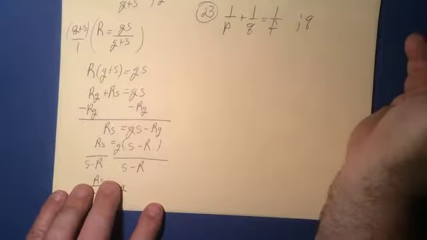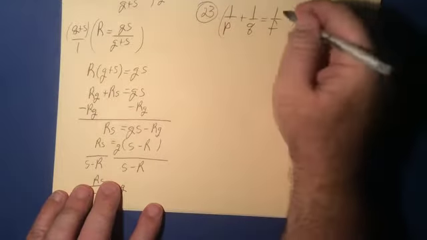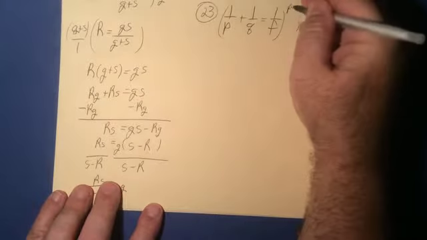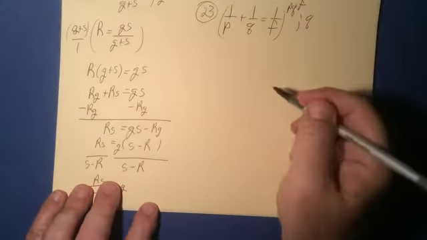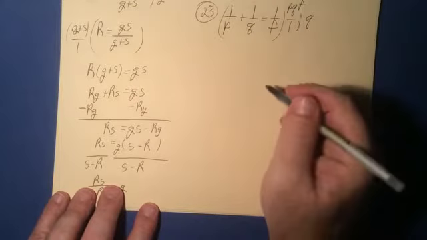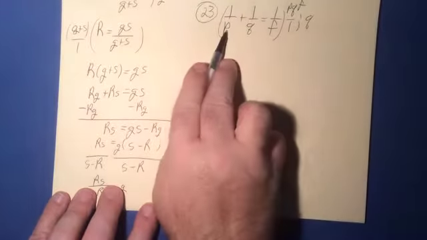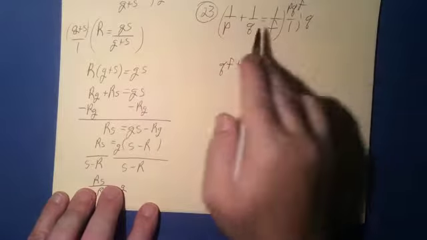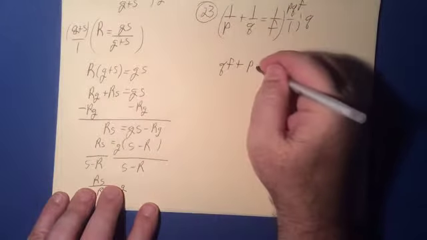Now, fractions are invariably going to come back. There's no way of avoiding it. But we're going to multiply this through by PQF over 1. So this is going to give me, the P gets eliminated, so it's going to be QF. Here the Q gets eliminated, so it's going to be PF.